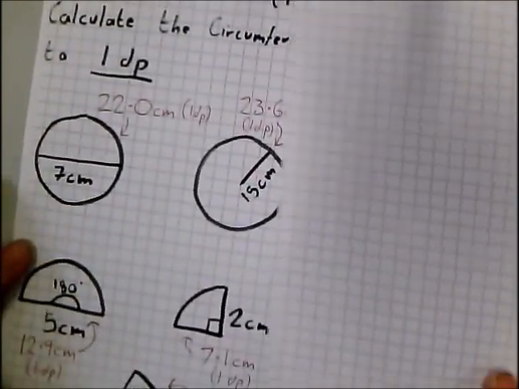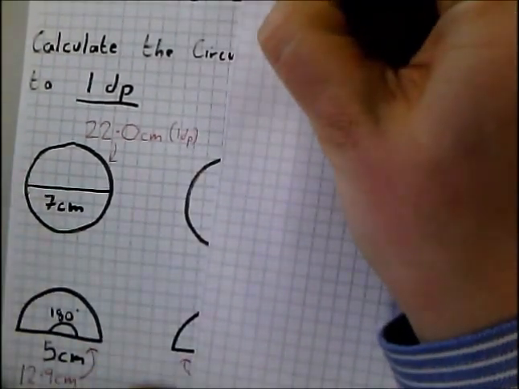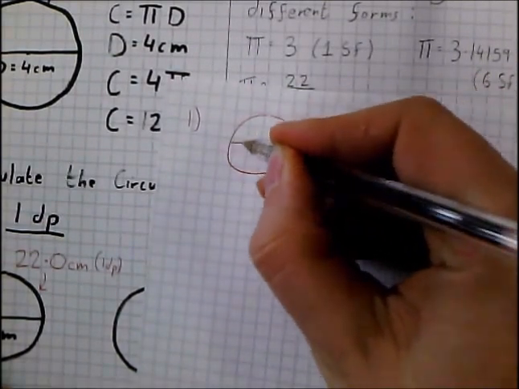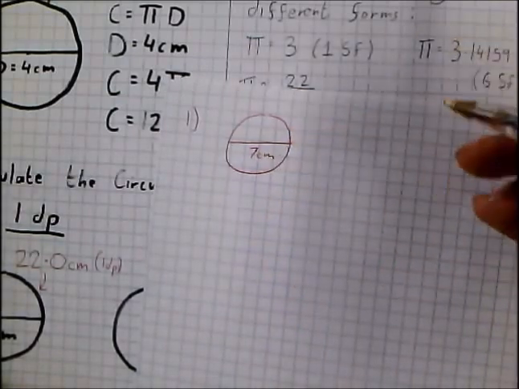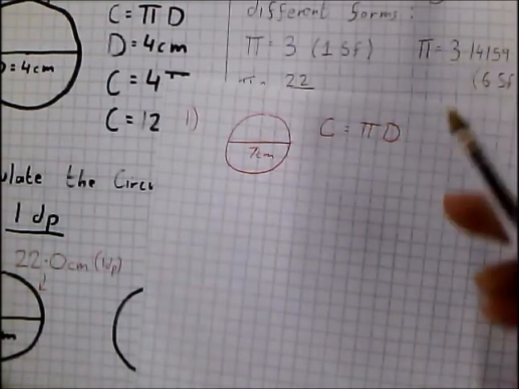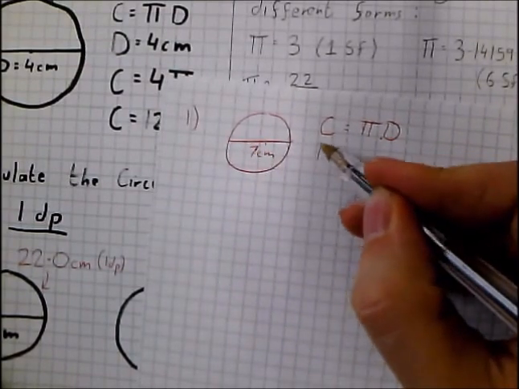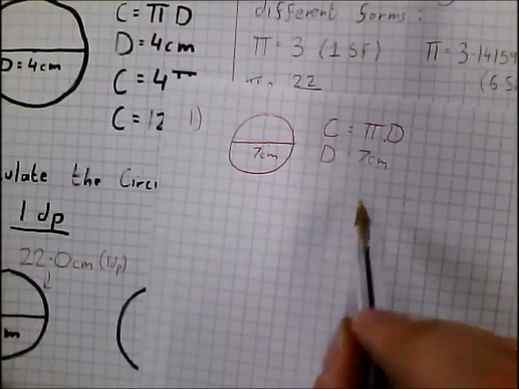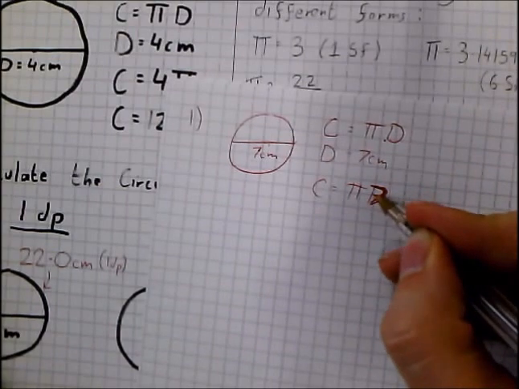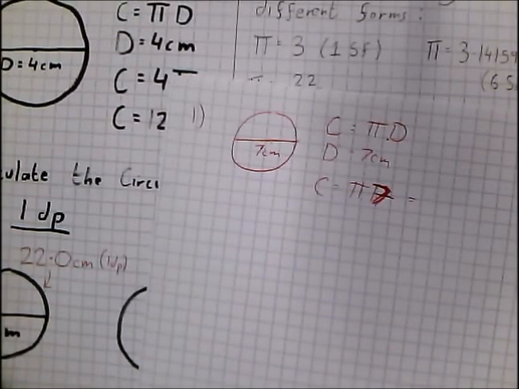So we'll first focus with this circle here. I'm going to start off by drawing a quick sketch of my shape, and I've been told that the diameter is 7 centimeters. Now, I know to calculate the circumference, it's pi multiplied by the diameter. That's something you just need to remember. In this case, my diameter is 7 centimeters. So the circumference is pi times 7. And then I don't have any further calculations to do, so that'll be my final answer.